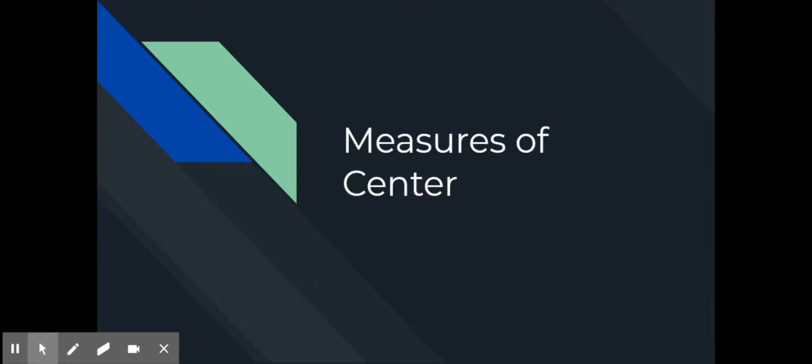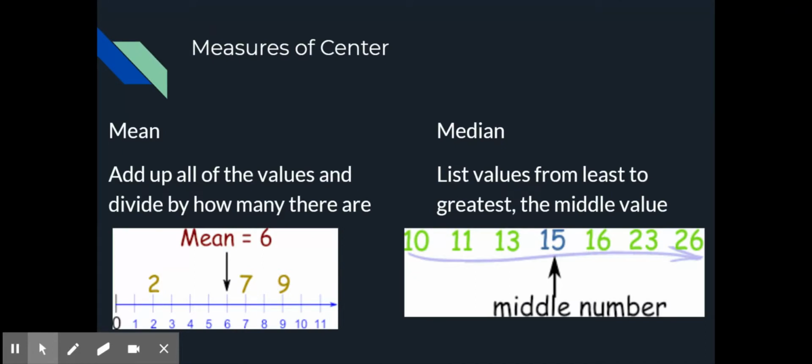Today we're going to talk about measures of center. This would be great to write down in your math notebook. But first, for measures of center, we're going to talk about mean and median.